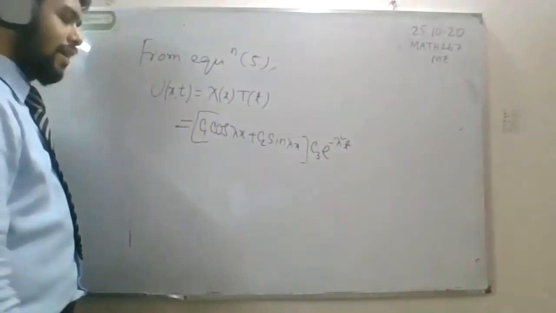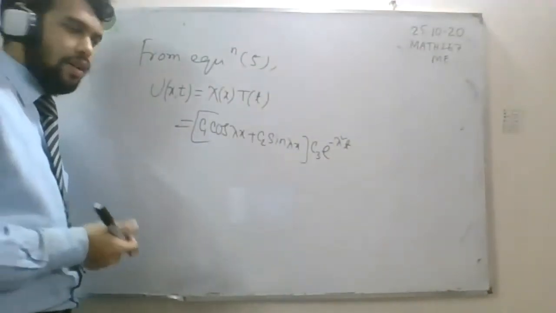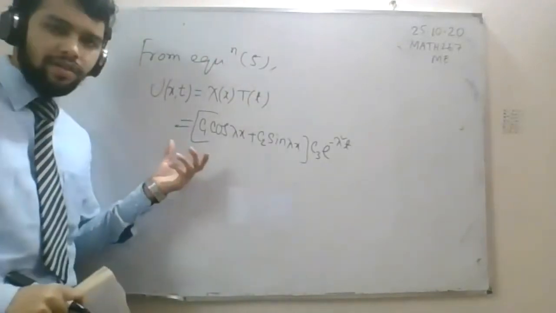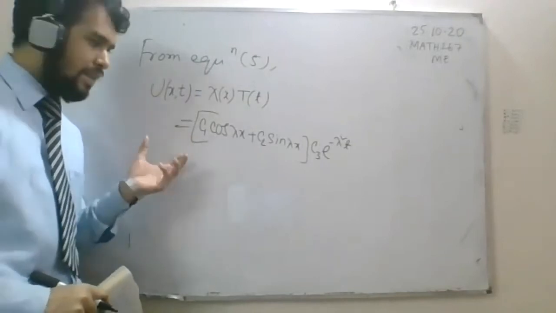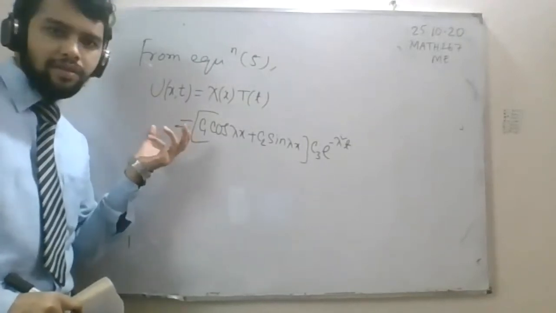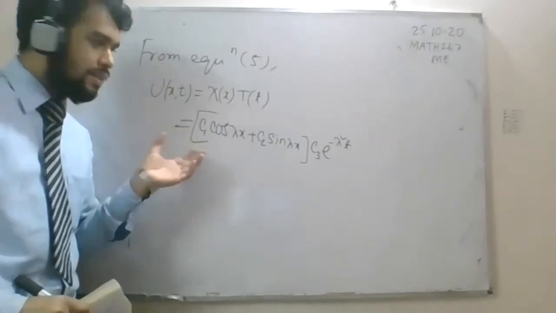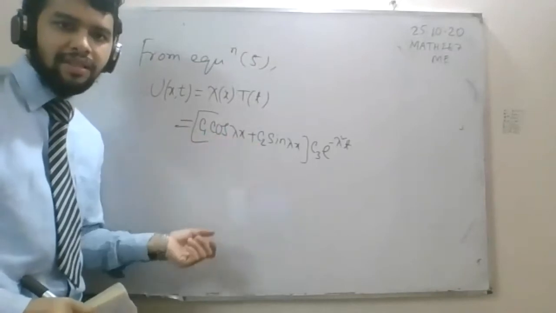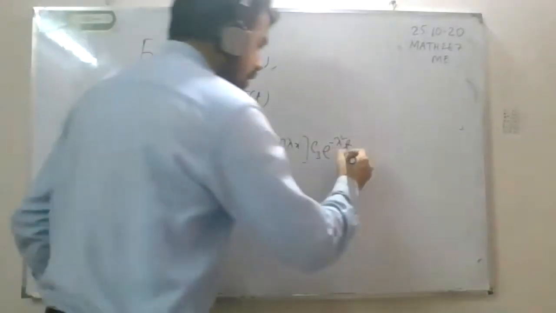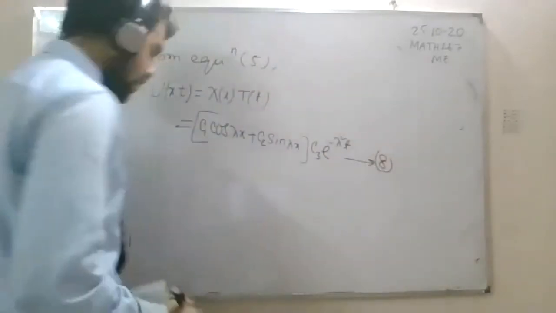Now you have to use your boundary conditions. After that you have to find out the values of c1, c2, c3 from there. The main fact about the boundary conditions is that you have to find out the values of c1, c2, and c3 by using those boundary conditions. Okay, so here this is our equation 8.